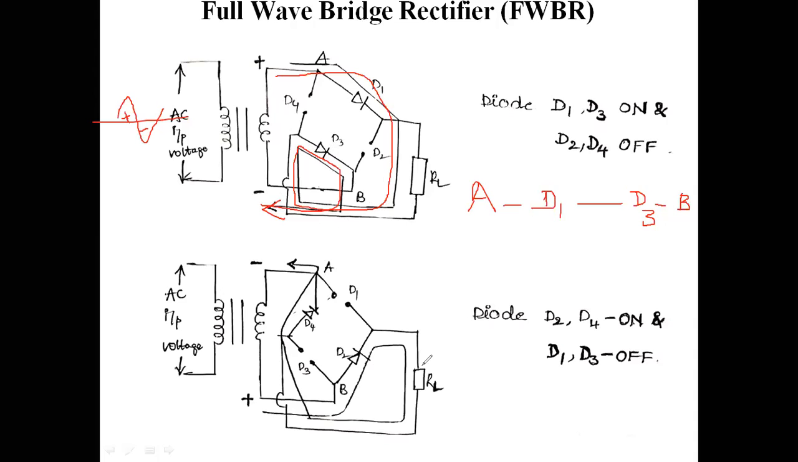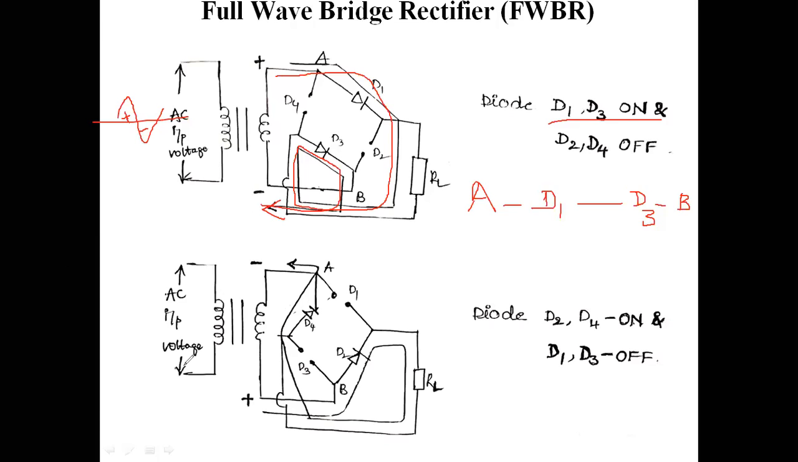Similarly, for the positive half cycle, diodes D1 and D3 are in on condition. These two diodes are in forward bias condition and act as on switches. The opposite two diodes have only a very small flow of current, which is very negligible. Therefore, I am considering those two diodes to be in off position, in reverse bias condition. D2 and D4 are in reverse bias condition.